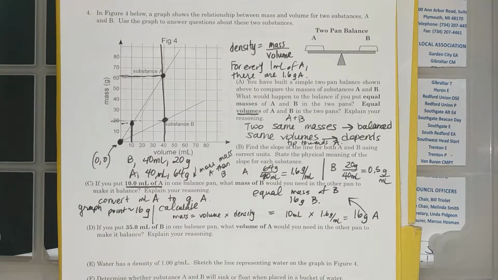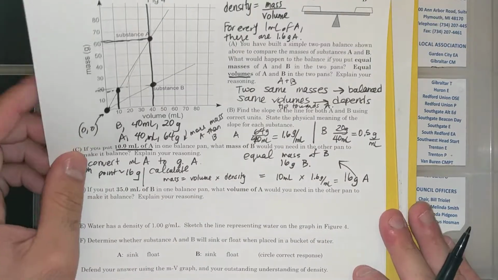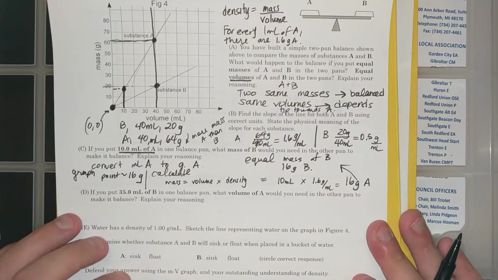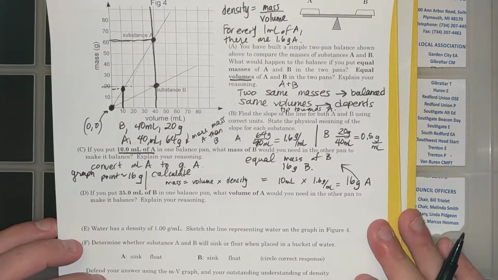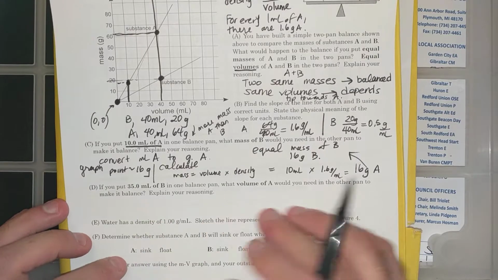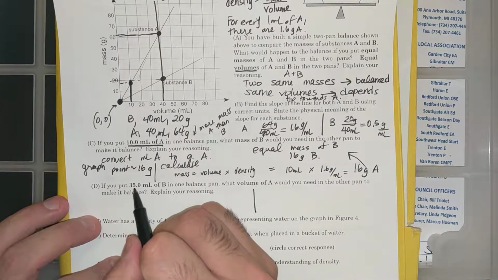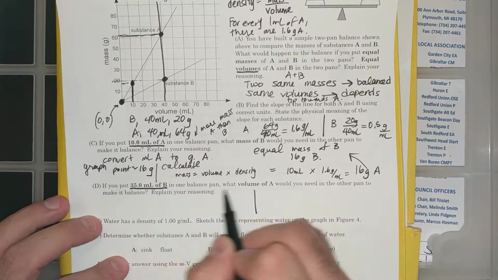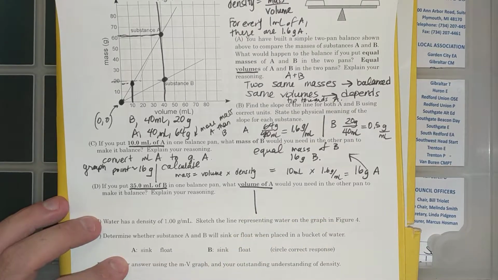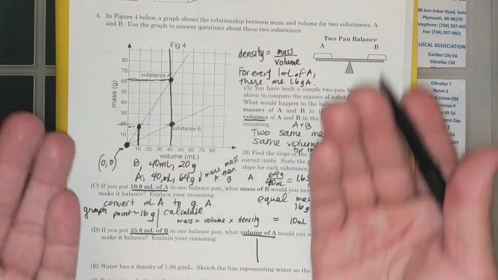Some of you might have got 15, or 15.5 or 16.5. It all has to do with how you read the graph. D is a little bit trickier. There's a couple of parts here. It says if I have 35 milliliters of B, what volume of A would you need to balance?